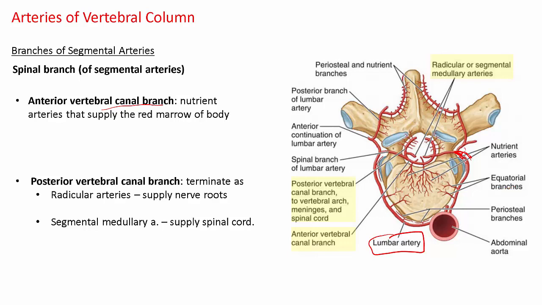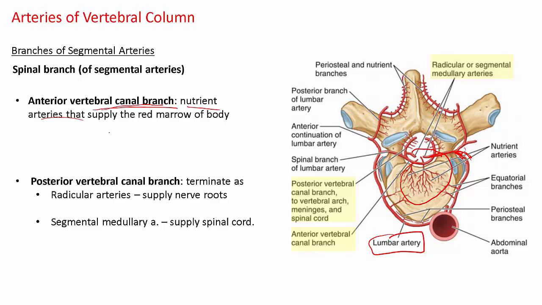It's going to branch. One branch goes inwards towards the vertebral canal. That's going to form that anterior vertebral canal artery. And as we can see here, guys, this is going to come in and it's going to form nutrient arteries. If you guys remember, a nutrient artery is what actually supplies the bone. And so that's supplying the bone to the bone marrow.